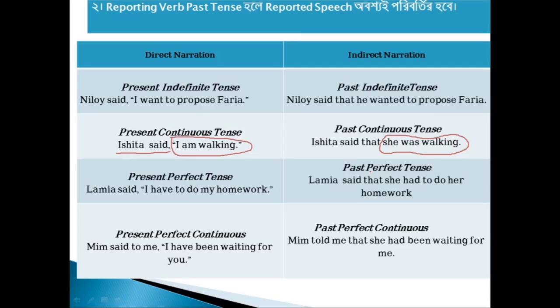Then in present perfect tense, Lamia said I have to do my homework. আমার যে ঘরের কাজ আছে, আমার যে কাজগুলো দেওয়া আছে সেগুলো আমাকে অবশ্যই করতে হবে। So have to do, I have to do, আমাকে সেগুলো করতে হবে। Here, have to will be changed into had to. Lamia said, Lamia বললো I have to do my homework. So Lamia said that, Lamia বললো যে she had to do her homework.